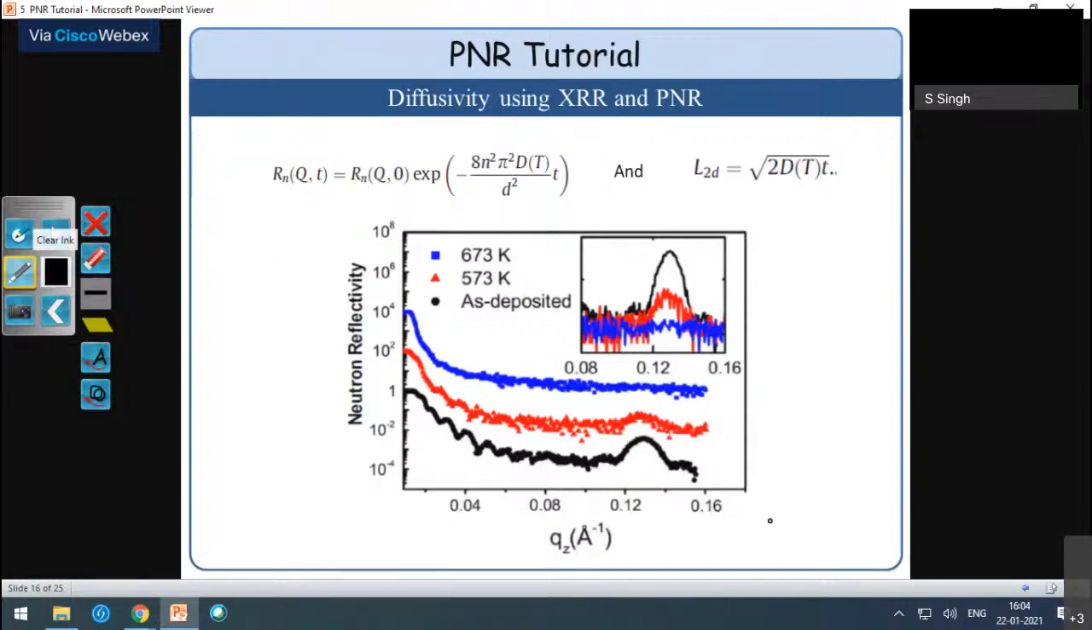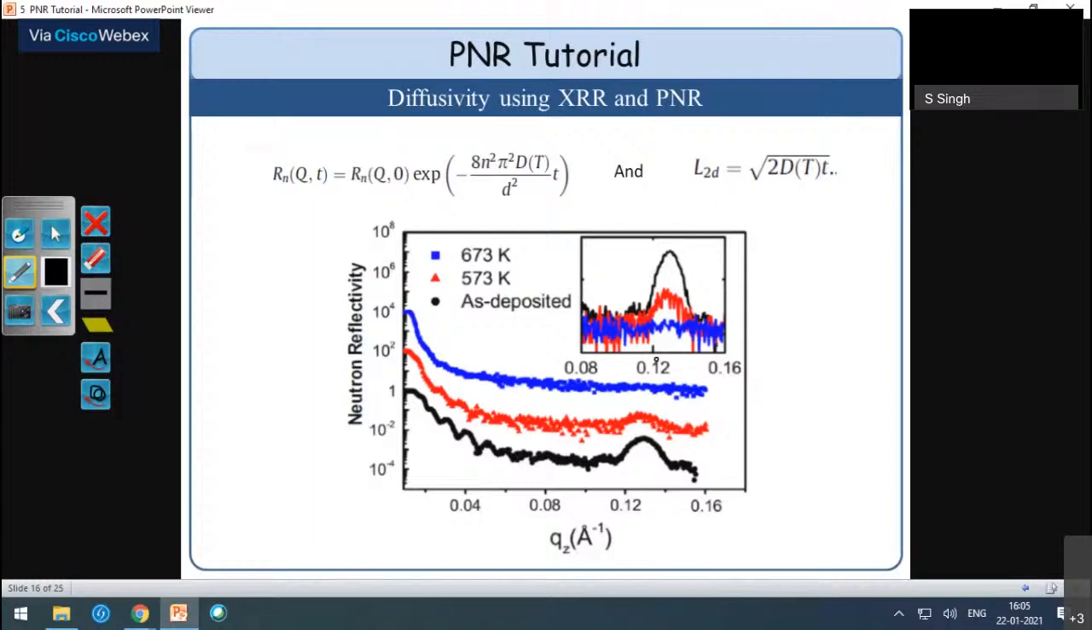When we have a nickel titanium system just as deposited, this is the Bragg peak, a nice Bragg peak and a Kz oscillation. When we have annealed this sample, nickel titanium at around 573K, then this Bragg peak has gone down. Then further annealing at higher temperature for a fixed time, there is no Bragg peak. And this difference is clearly shown here.